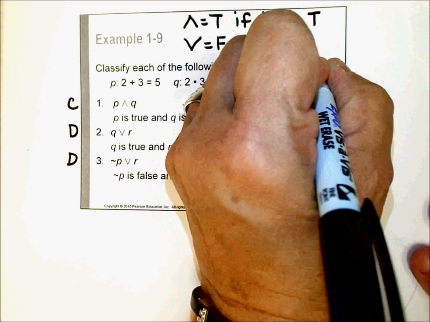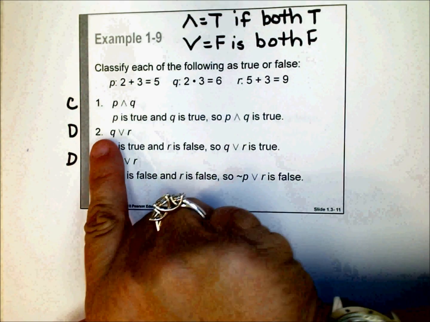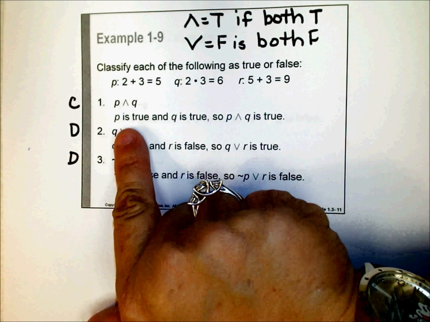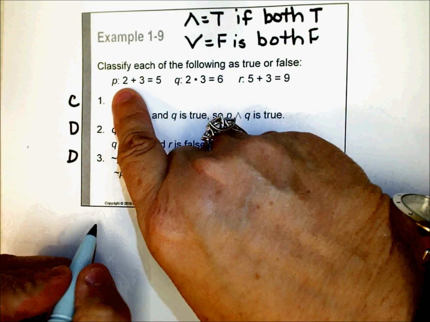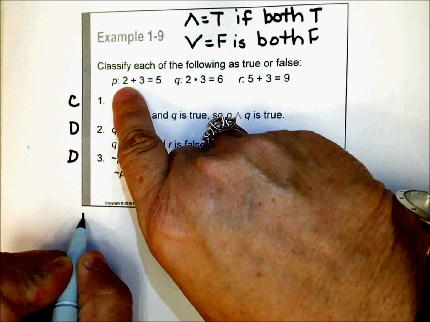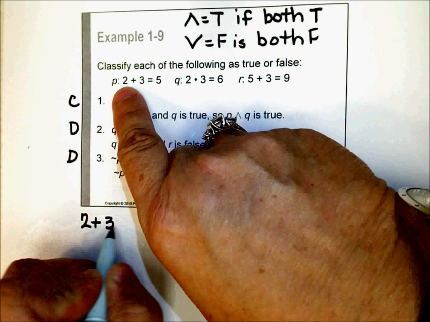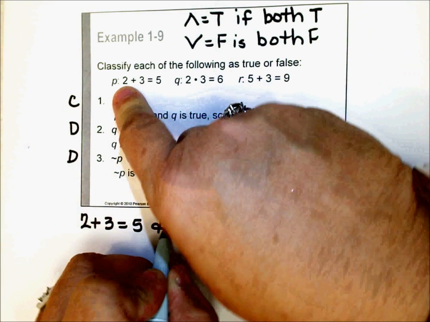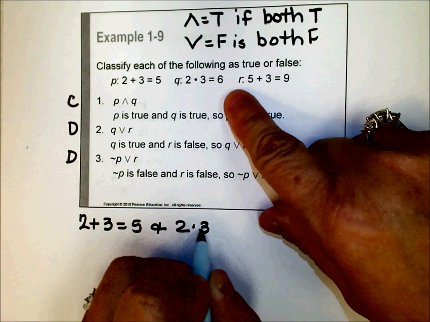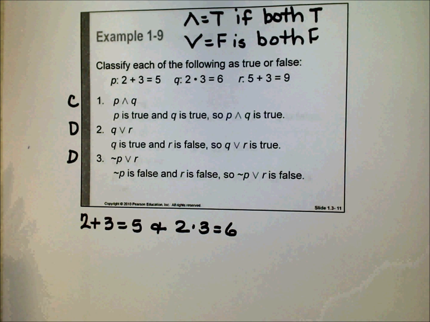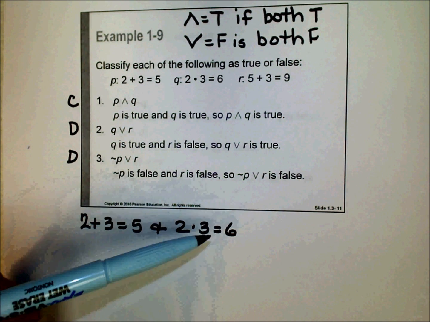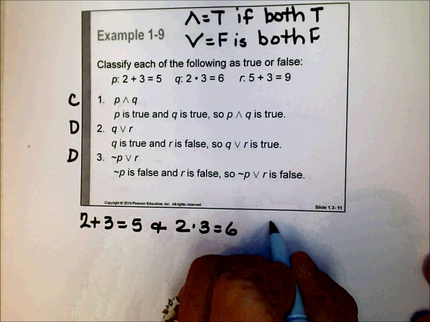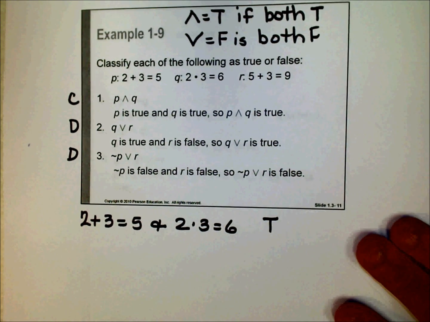Alright, so let's go through. This says P and Q. So I say, 2 plus 3 equals 5, and 2 times 3 equals 6. Now, it's a conjunction. So, if this is true and this is true, then the conjunction is true. Okay, so that's true.